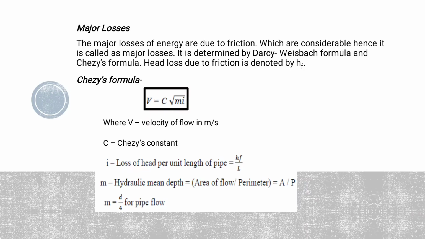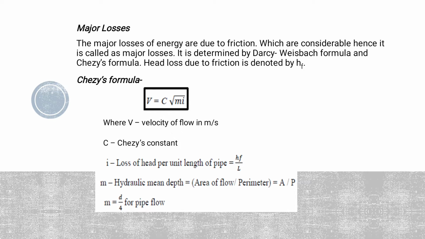Today we are going to see about major and minor losses of flow in pipes. Major losses. The major losses of energy are due to friction, which are considerable, hence it is called as major losses. It is determined by Darcy-Weisbach formula and Chezy's formula. The head loss due to friction is denoted by HF.